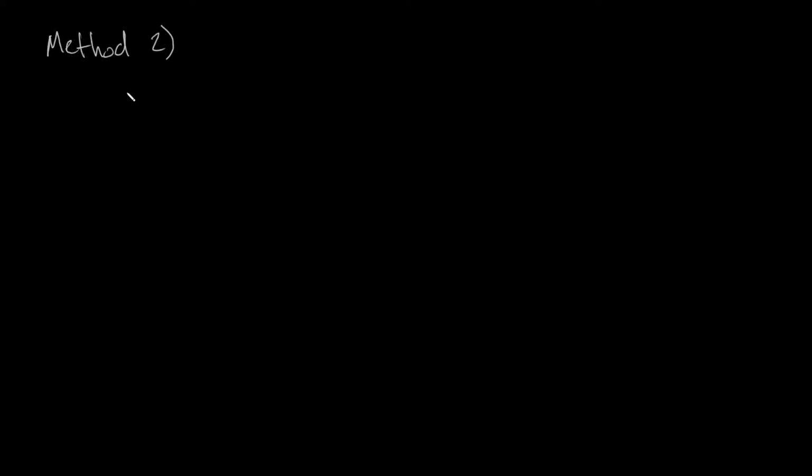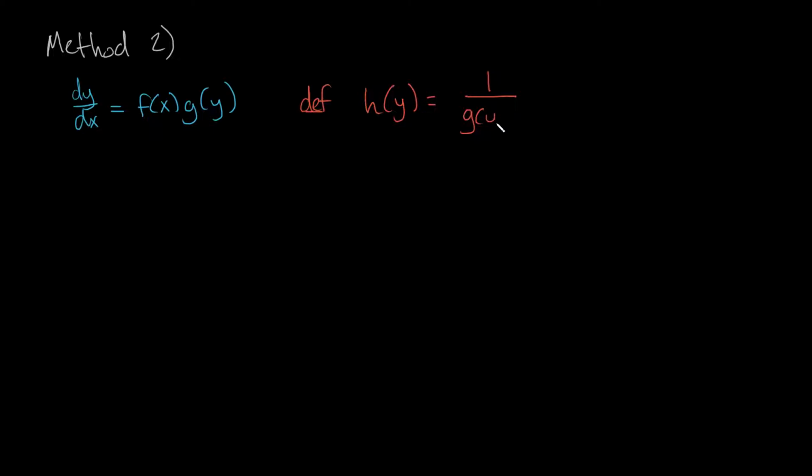So method 2 is going to involve, again, defining. Let me just rewrite the differential equation that we have. We have that dy dx equals our function of x times a function of just y. Now, what we say is, again, we're going to define a function h of just y to equal 1 divided by g of y.